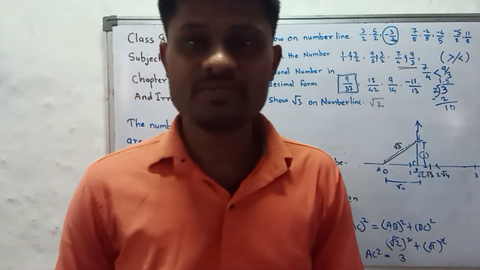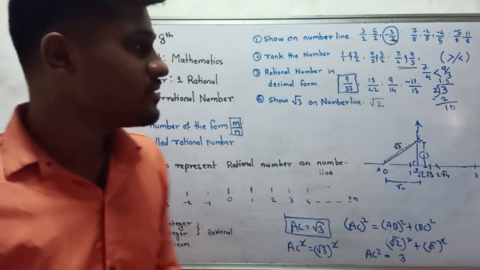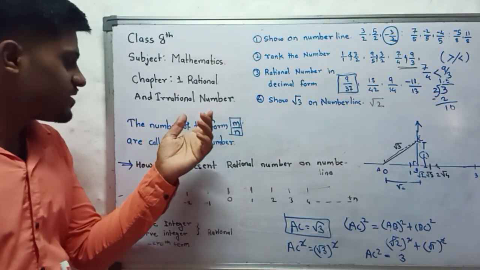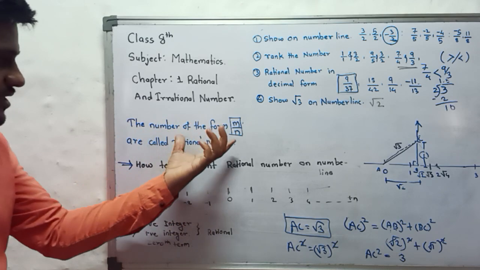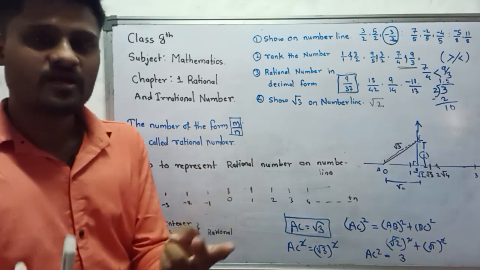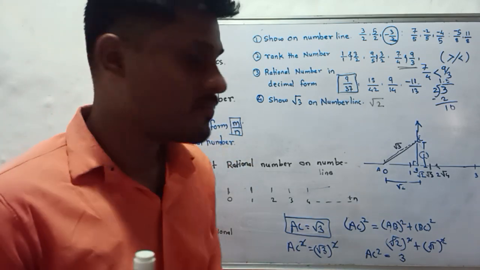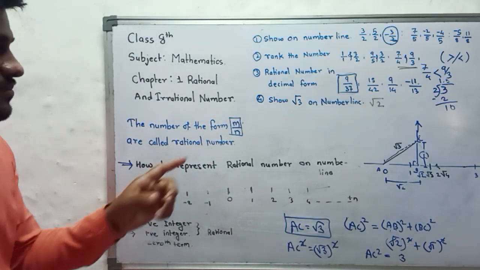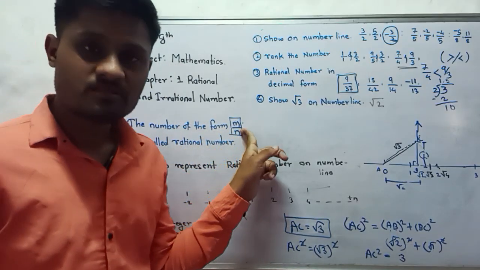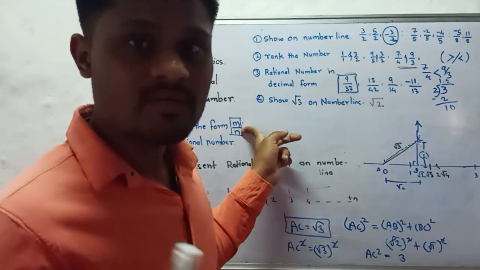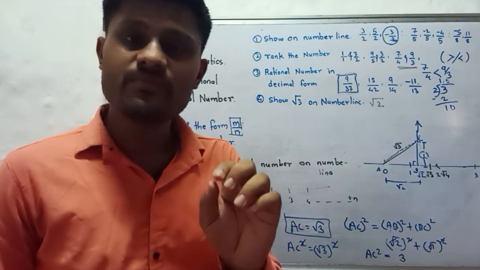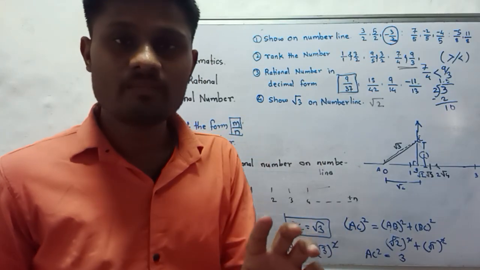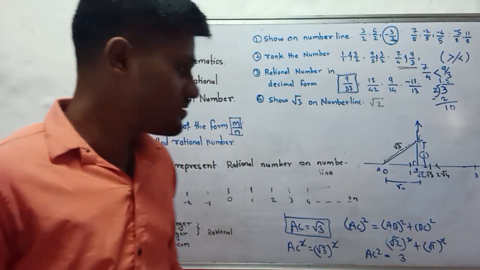Today's session we discussed rational and irrational numbers, where you got the information about the definition of a rational number and the definition of an irrational number. What is a rational and irrational number? If we can represent the number in the form of m by n, then we say it is a rational number. If we cannot show it as m by n, then we say it is an irrational number.